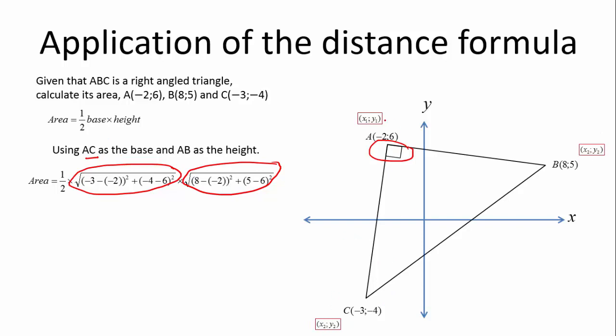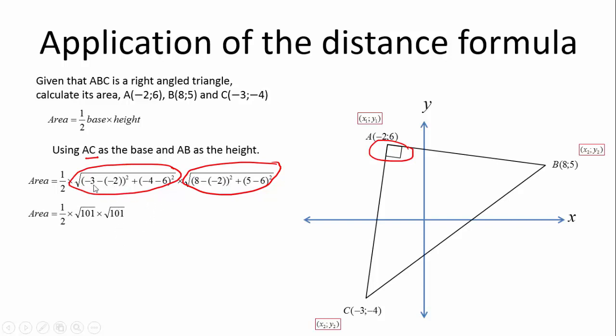So it's x2 minus x1. So it's negative 3 minus 2, negative 4 minus 6. Those are both squared and square root. And then we're going to have 8 minus 2, 5 minus 6 squared, all under the square root. And quite easily we can find our area. Now, here you don't actually need to use a calculator.